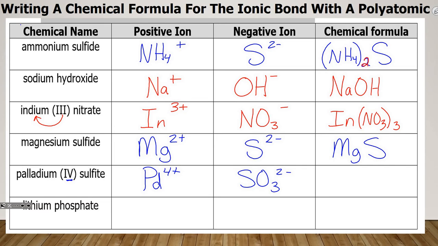Okay? All right, so the common factor was what? So then what 2 numbers are you trying to find? 4. The charges. So I want them to add to 0. What's the easiest way to get them to add to 0? How many palladiums do I need? 1. How many sulfites do I need? 2. And since it's a group, what do I need to make sure I do? Put it in parentheses. SO3, parenthesis 2.